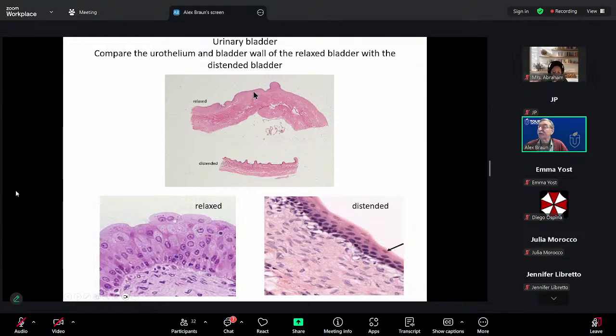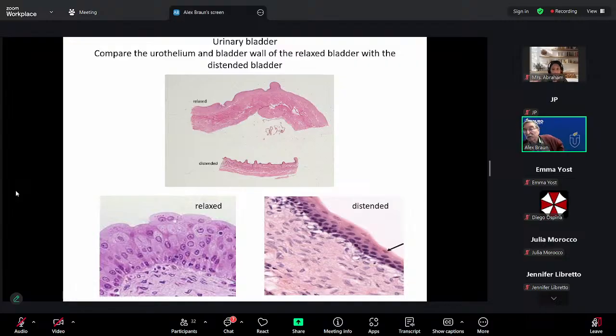It's hard to see in this figure here, but when the bladder is relaxed, the epithelium is thicker. It might be 6, 7, 8 layers in thickness. When the bladder gets distended, the epithelium gets thinner. It gets to be, let's say, 3 or 4 layers in thickness. You cannot see that easily in this image, but you can see that better in these lower two images. In the relaxed bladder, you see there's more layers of epithelium. In the distended bladder, the epithelium gets thinner. There are fewer layers.